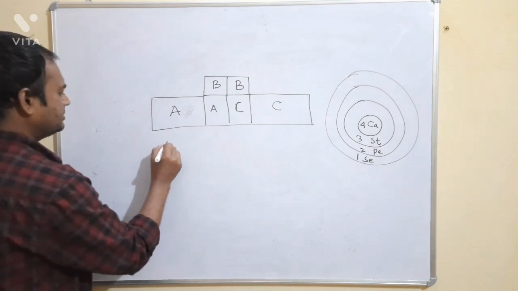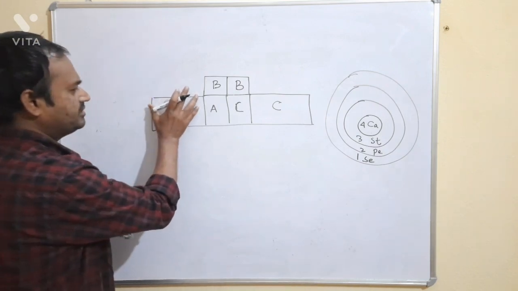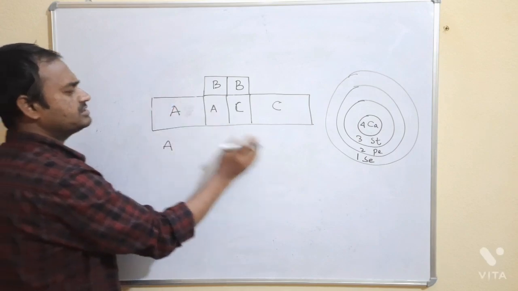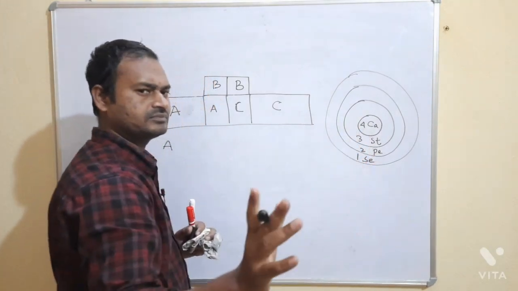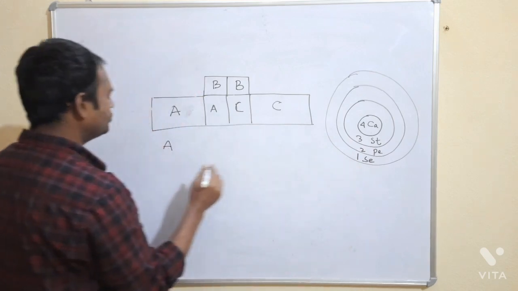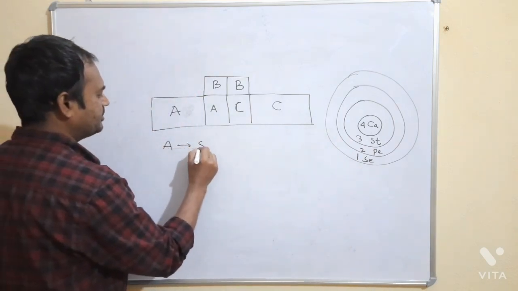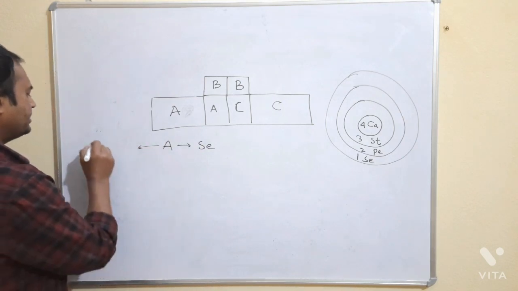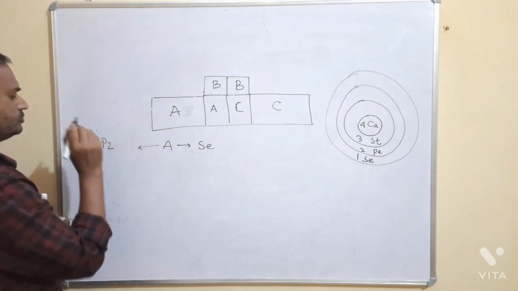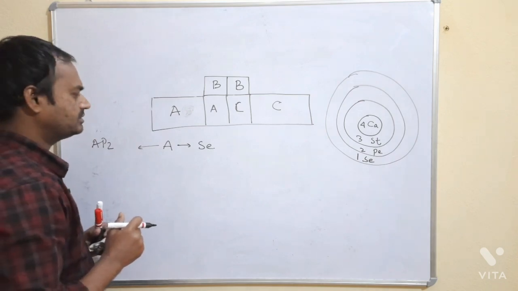First, the A gene. Only the A gene is responsible for the formation of the sepal, which is encoded by AP2. Okay, now clear.